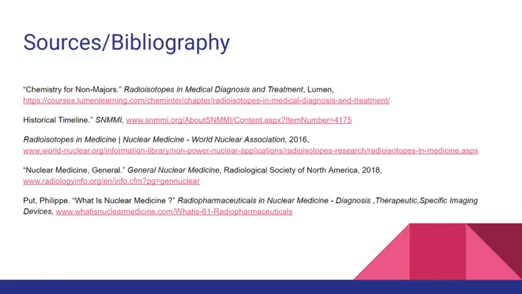So basically, these are our sources: chemistry for non-majors, a historical timeline of chemistry in the medical world, radioisotopes in medicine, nuclear medicine in general, and what is nuclear medicine.